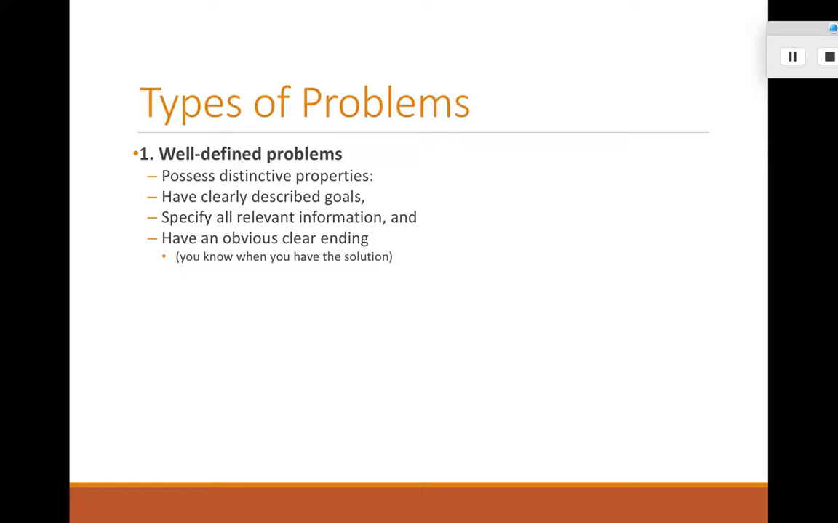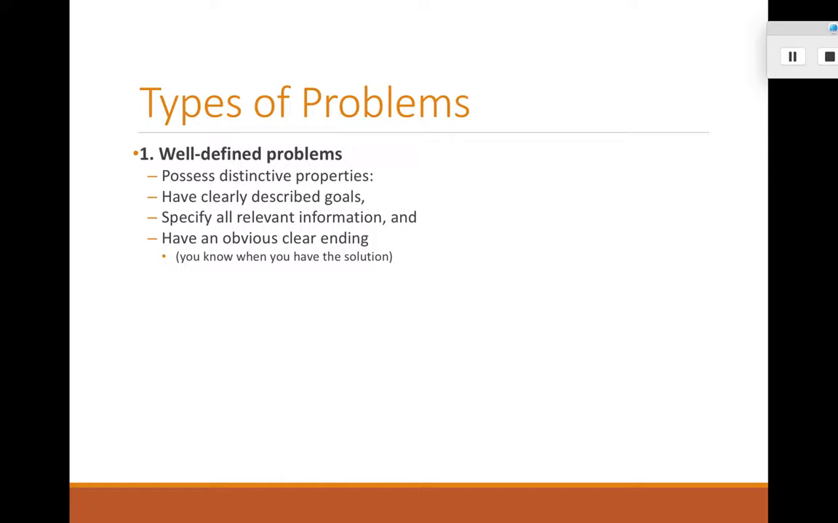So with a well-defined problem, you have to consider this. You have to be able to say to yourself, number one, do I know what the goal is or what the outcome is associated with this problem? Number two, do I have all the relevant information? So do I have all the specifics associated with this specific problem? Do I know all the ins and outs associated with this potential problem?